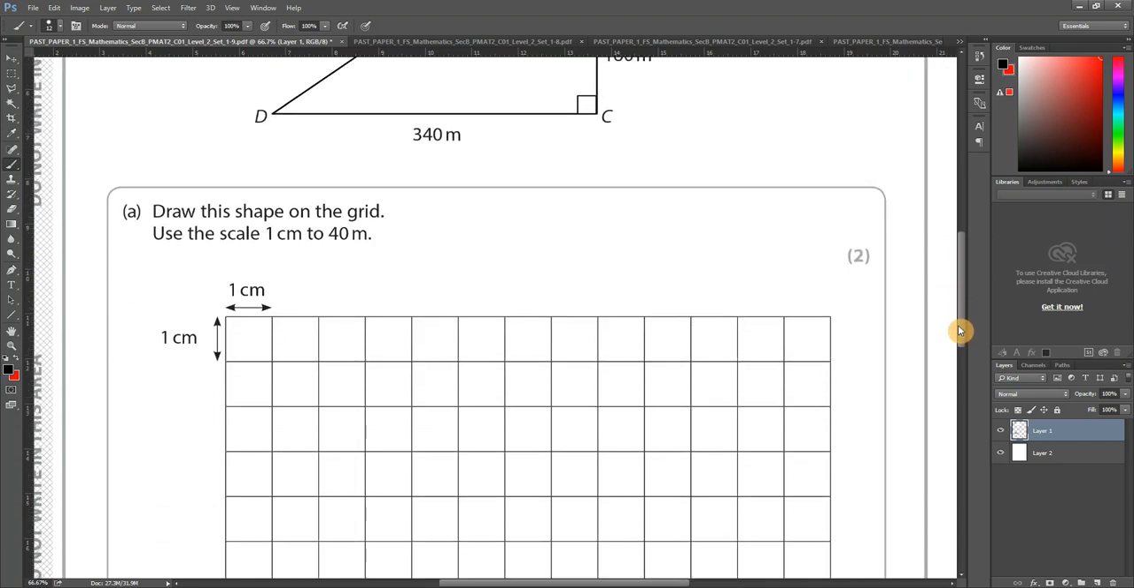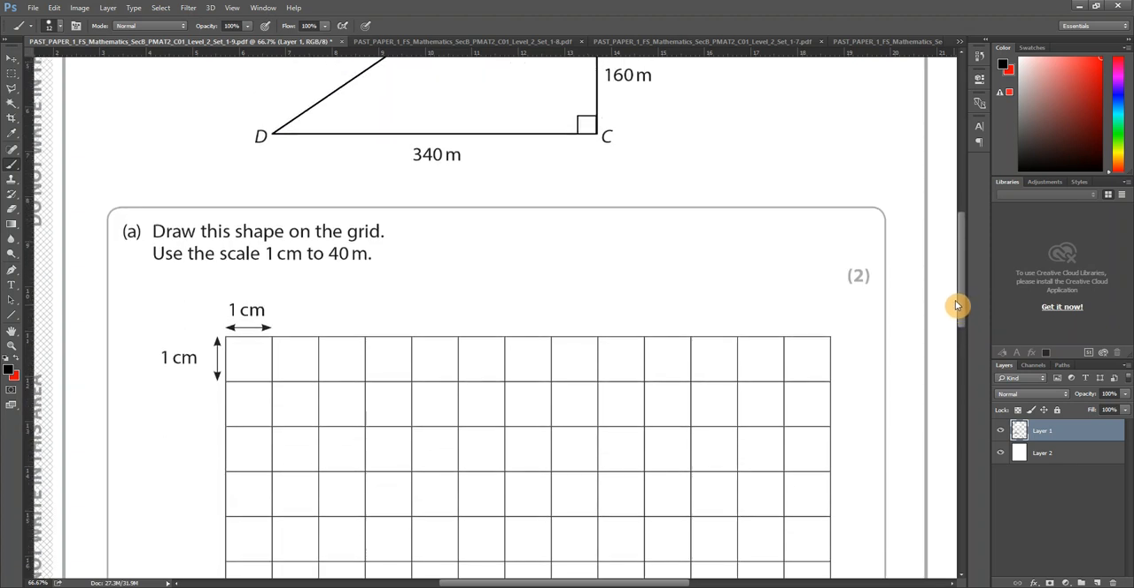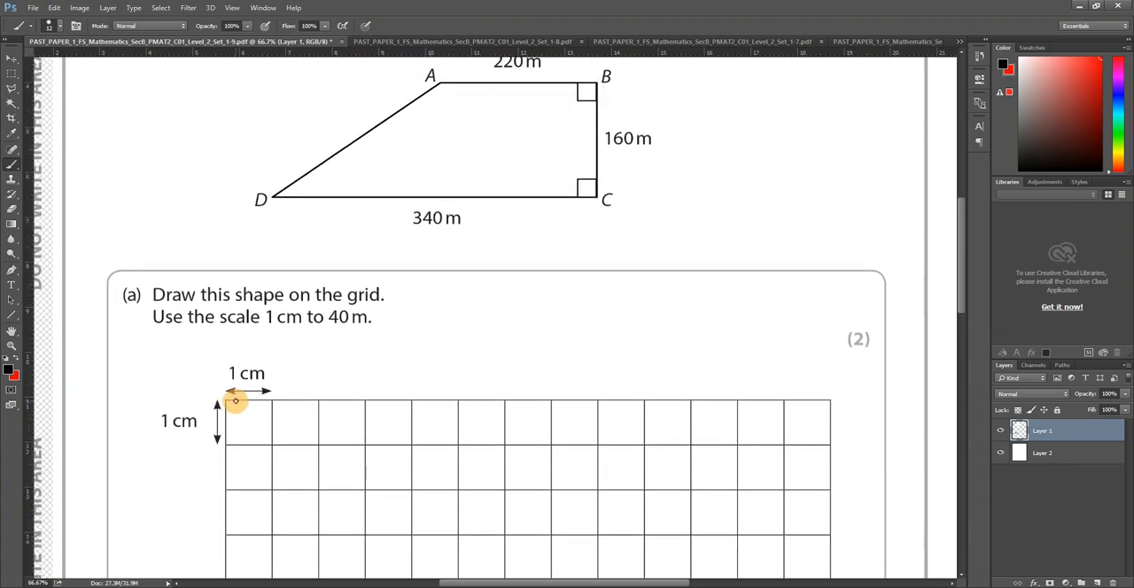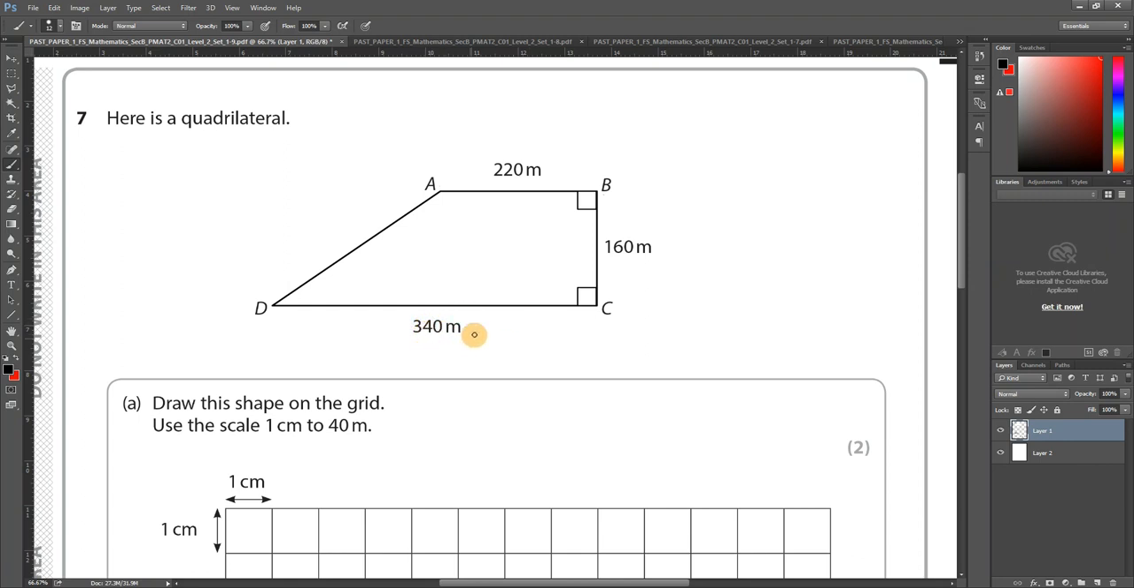Right, so let me just see the grid. The grid is, what they're saying is each of these squares is a centimeter on the page. And these look like the measurements in real life. Yeah, so 220 meters, that's quite big, isn't it? So these are the measurements in real life, and we need to scale them back down to the page where 1 centimeter represents every 40 meters.